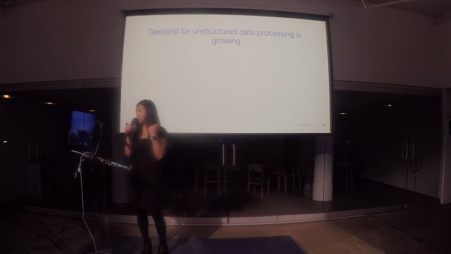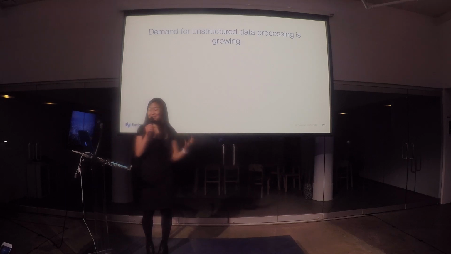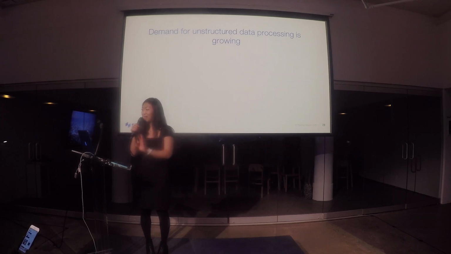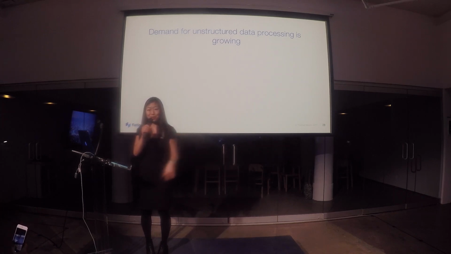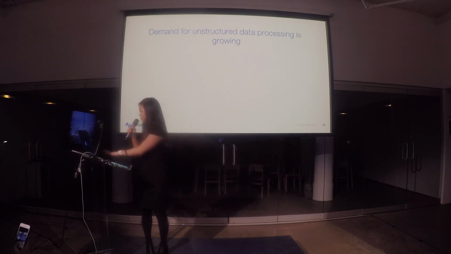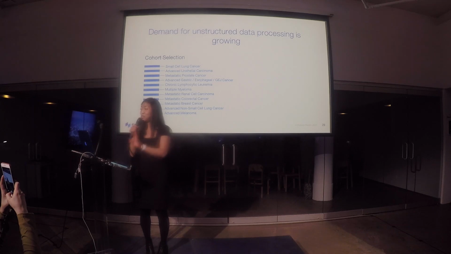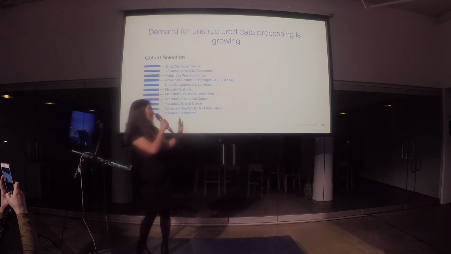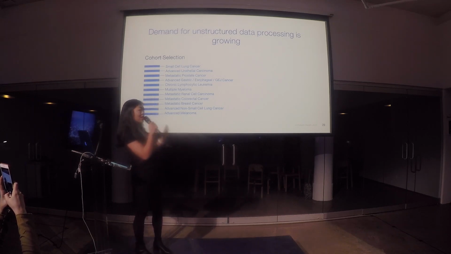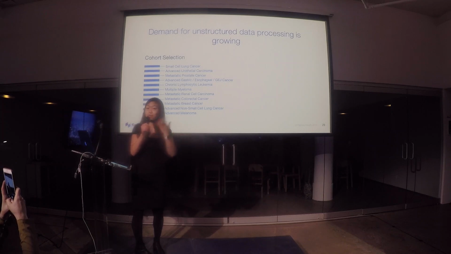The demand for unstructured data processing is growing, and we knew we needed to consider other tools to help us scale this capacity. So this is a slight oversimplification, but I want to categorize the kinds of unstructured data processing problems we're solving into two types. The first is known as cohort selection, which is organizing patients into useful groups for research. And here's an example list. You'll see that most of them are organized by disease, which kind of makes sense.